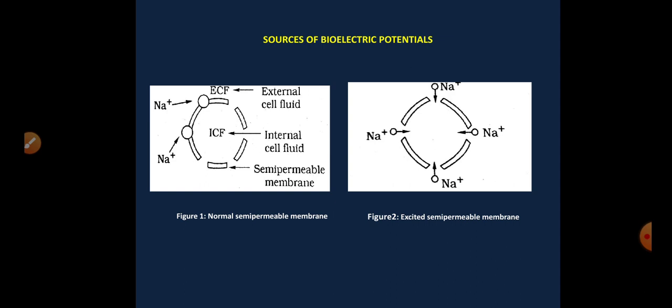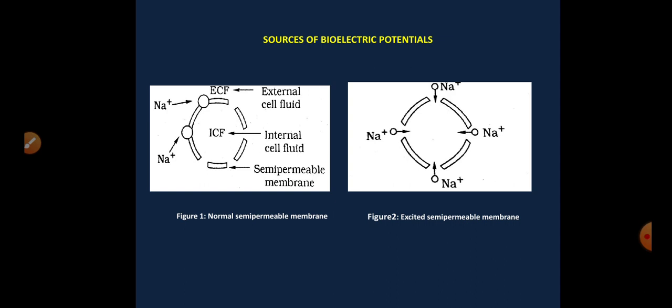The bioelectric potentials are actually ionic voltages produced as a result of electrochemical activity of certain special types of cells. Special types of cells like nerve and muscle cells in the body are encased in a semi-permeable membrane that permits some substances to pass through the membrane while others are kept out. From the figure you can observe the normal semi-permeable membrane. The ions outside the membrane are called the external cell fluid, ECF, and the ions inside the membrane are called the internal cell fluid.